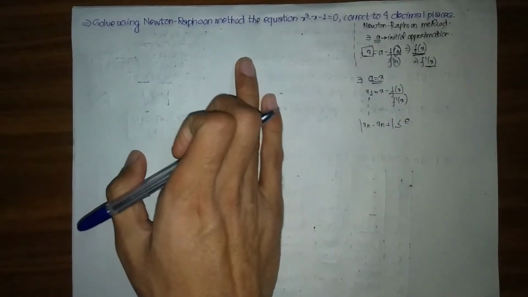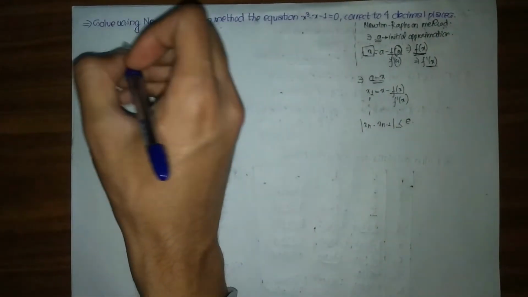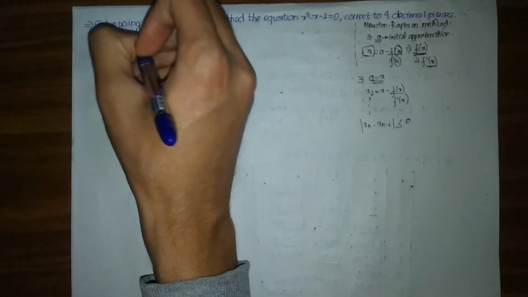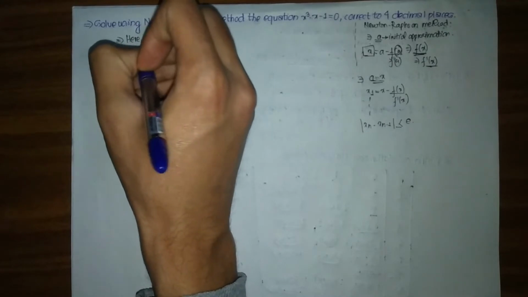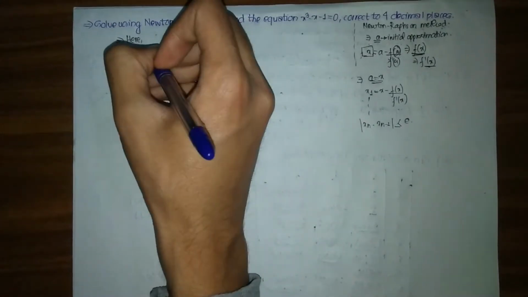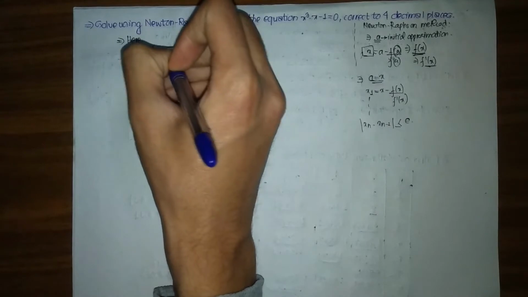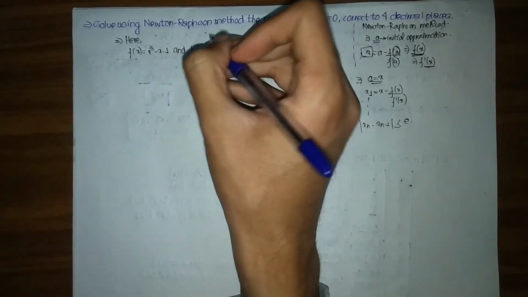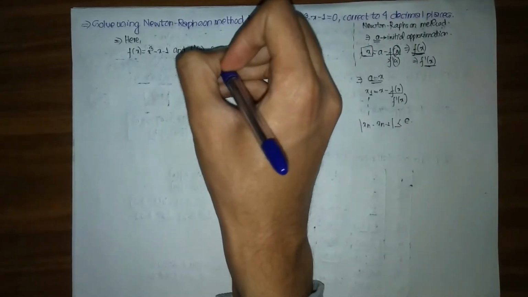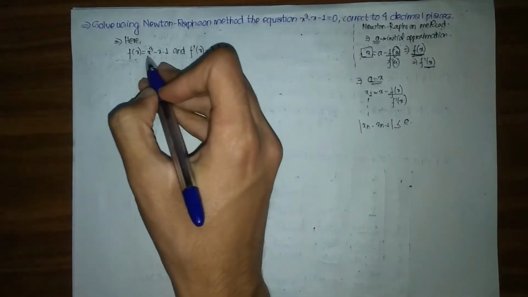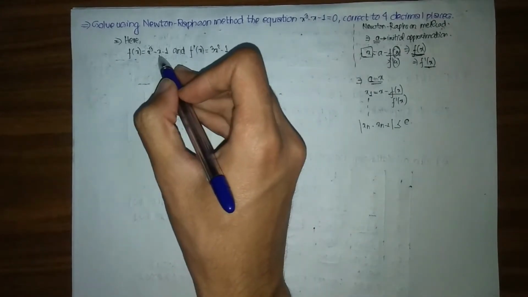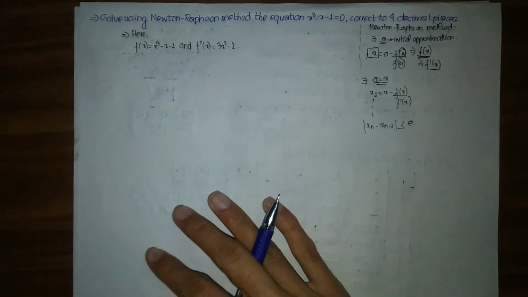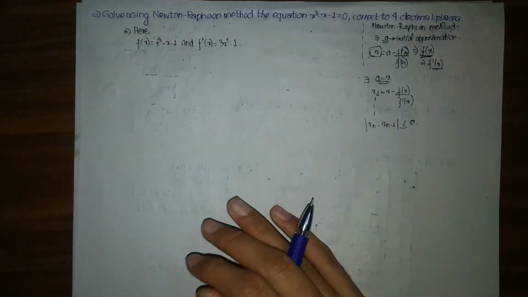I'll be explaining this by solving our equation. Here we have f(x) equals x cube minus x minus 1, and since we'll be needing the first derivative, we calculate f prime(x). The derivative of x cube is 3x square, the derivative of x is 1, and the derivative of 1 is 0. So we simply get f prime(x) equals 3x square minus 1.